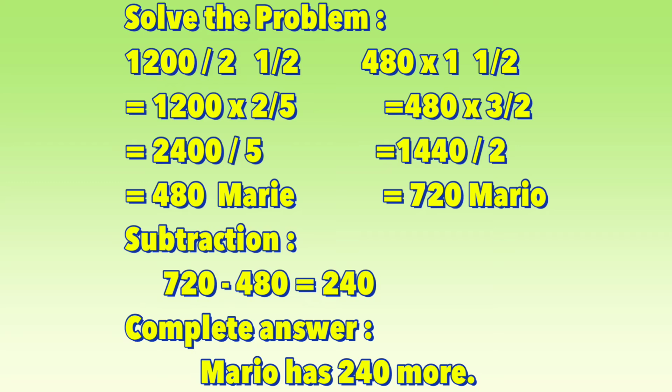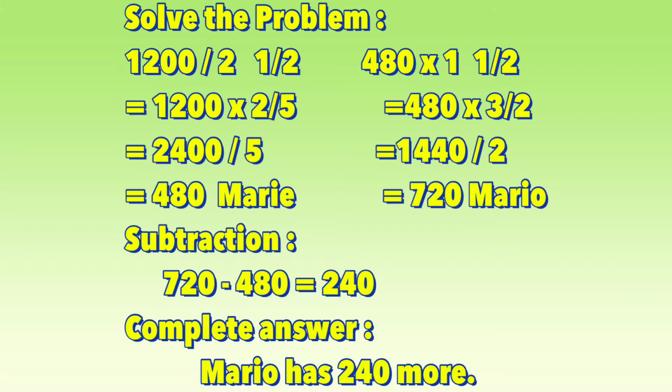To solve the problem, we are going to divide 1,200 divided by 2.5. Then for the 2.5, we're going to change the mixed number into an improper fraction. 2 times 2 equals 4 plus 1 equals 5. So that's why we have 5/2. And then we will apply the reciprocal method. 1,200 times the reciprocal of 5/2, which is 2/5.